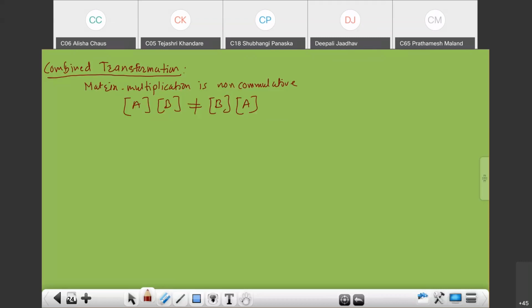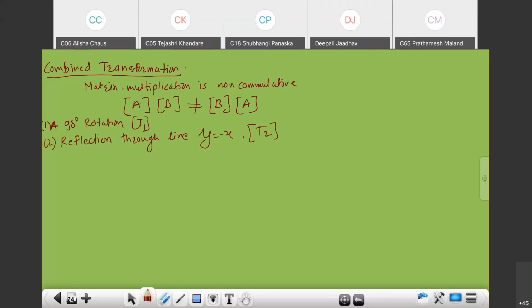So first consider a 90-degree rotation T1, followed by the reflection through the line y is equal to minus x, T2. Second one is reflection through line y is equal to minus x. This is T1 and this is another transformation matrix T2. We consider here two transformations.